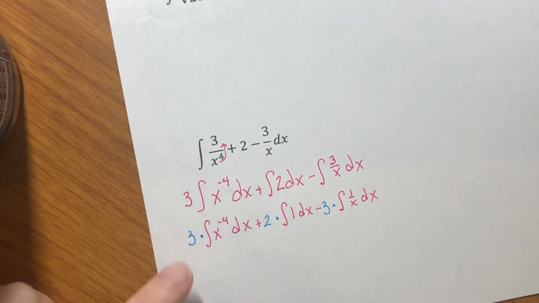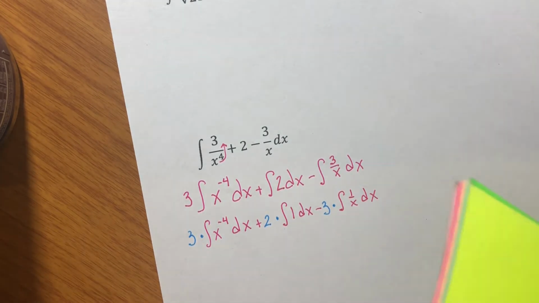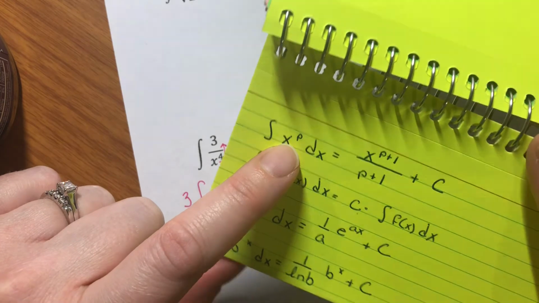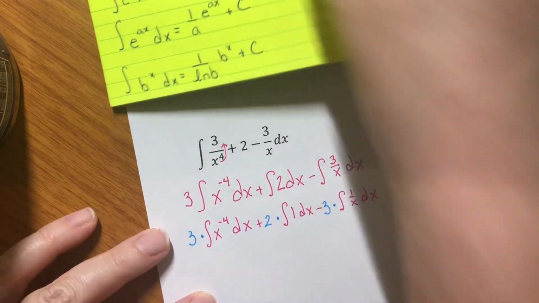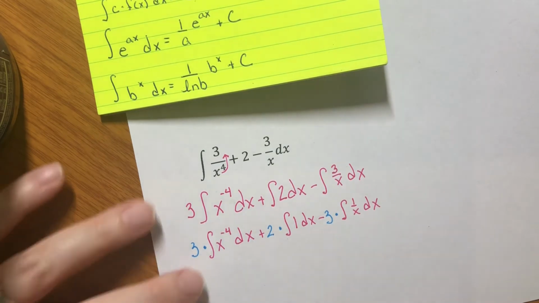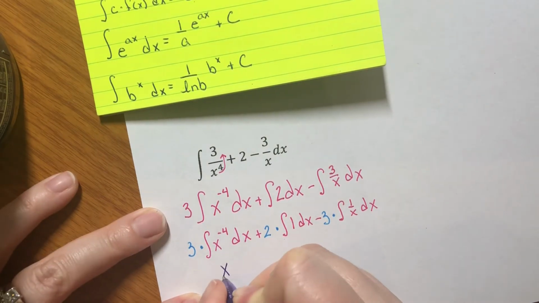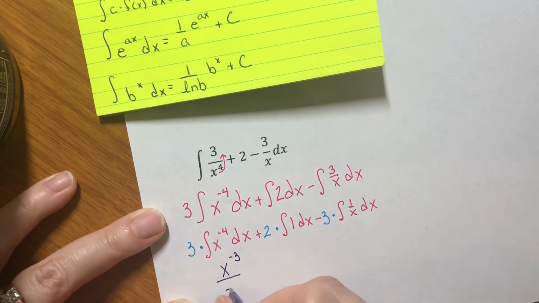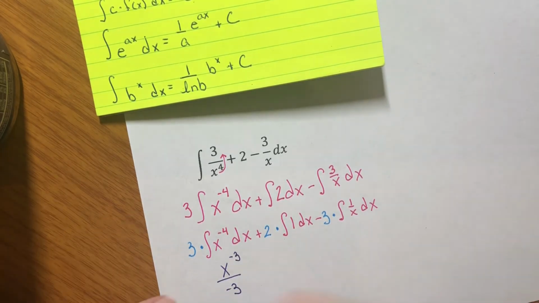So now this one right here follows that rule I just used on that first one. The difference is now I have a negative, but that's okay. There was nothing saying p could not be negative. So using that idea, we're going to say, okay, x to the negative 4 plus 1 would be negative 3 over negative 3. And we still have our 3 out front.